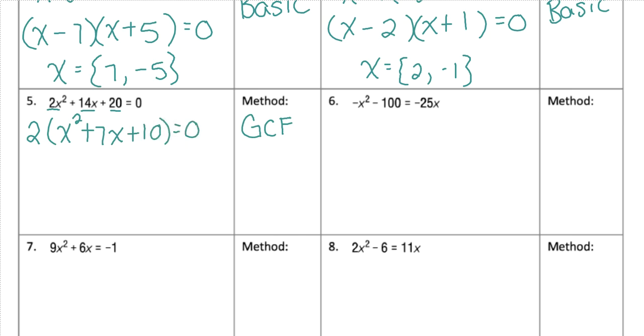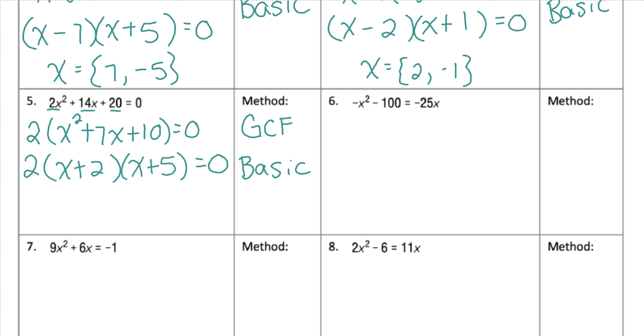Okay, so on this one, I see that I still have a quadratic in the parentheses. So I'm going to need to do some more factoring. It's a basic quadratic, so I'm going to do the basic method on what's left. So factors of 10 that add up to 7, that's going to be 2 and 5. So my solutions are going to be -2 and -5.